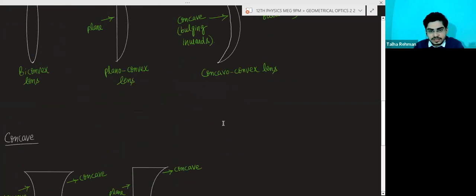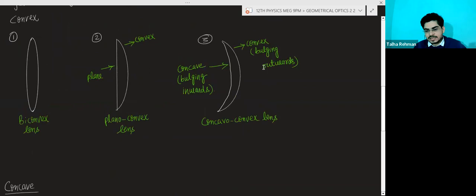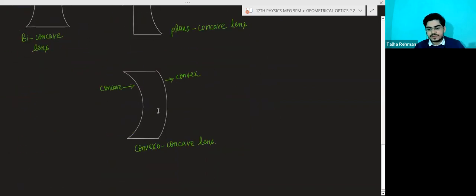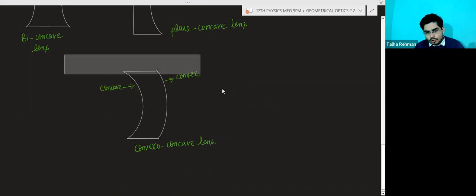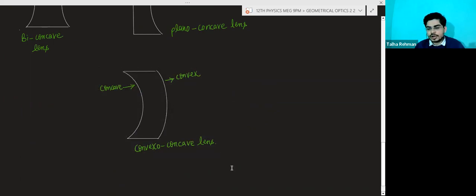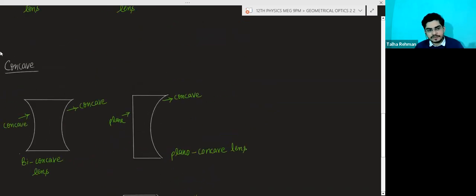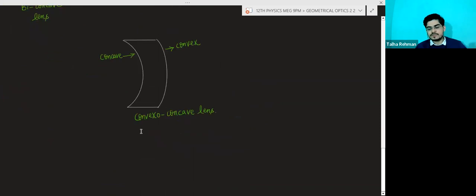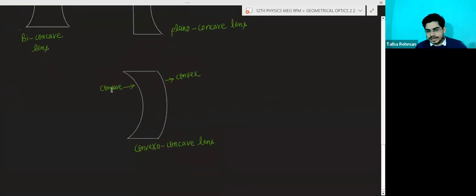Apart from that, here the surfaces are the same, and here also the surfaces are the same. Now if you see the structure, you will find that this whole lens will behave equivalent to a concave lens. So that is why I have written here, this is the classification of the concave lens. Overall nature of this lens is concave.